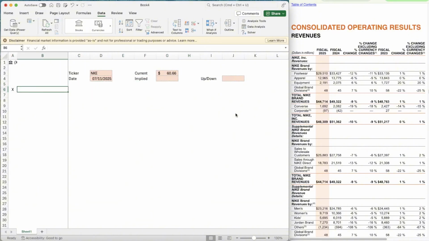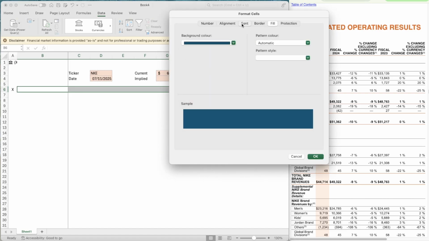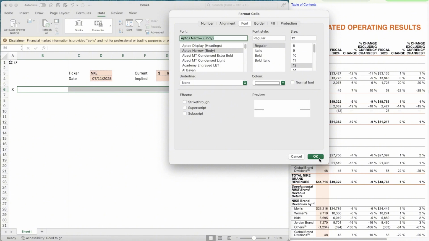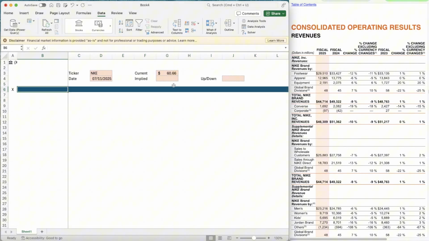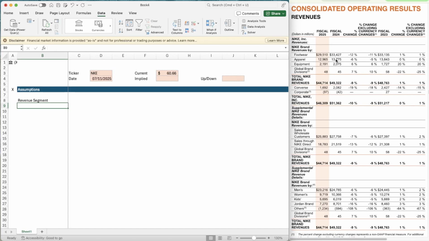Let's go here. Do a bit more formatting. This blue font. Go. And in this section, we're going to do our assumptions. We're going to break the company down into revenue segments. If you've opened up the 10K, come to page 33. We're going to break down the revenues by these: footwear, apparel, equipment, global brand divisions, Converse, and corporate.